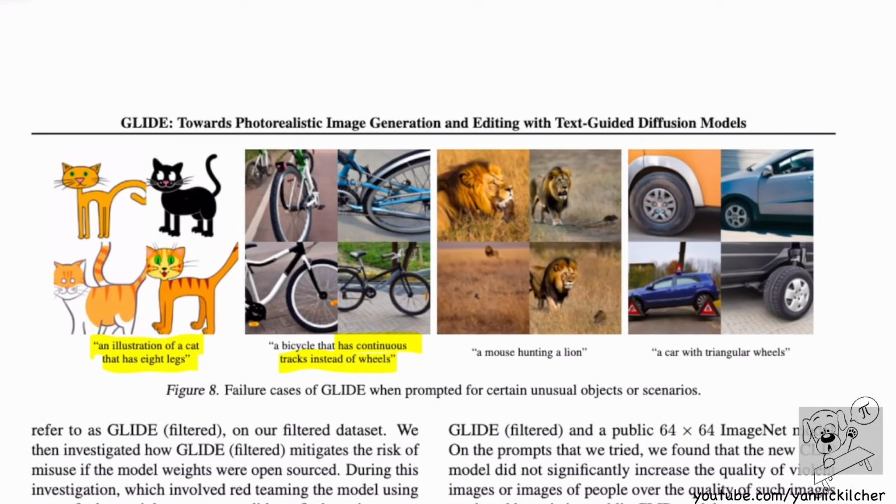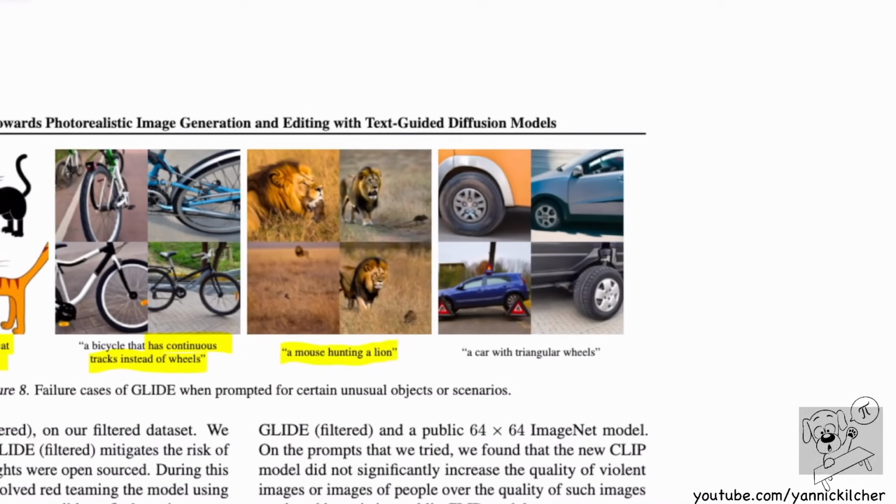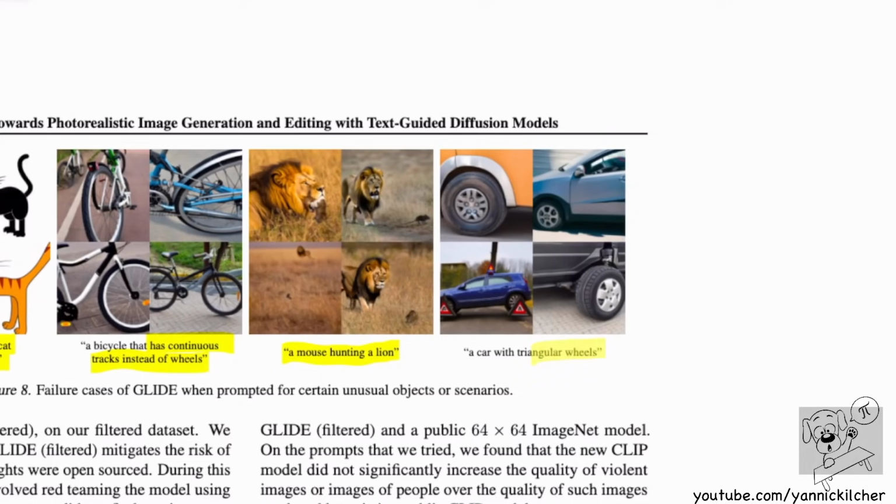It seemed a bit like DALL-E as a model was more sensitive, or more responsive to the text itself, so to the prompt. Whereas here it seems it's more like generating realistic images that have some sort of the words, so the words kind of match with the text. A mouse hunting a lion, not happening. Also a car with triangular wheels, also not happening, as you can see.